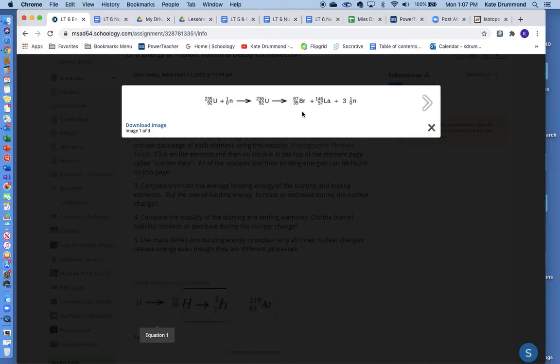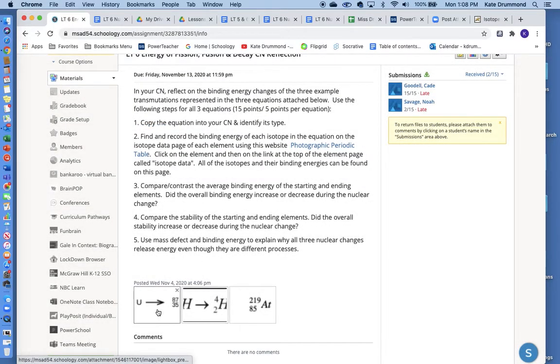In most nuclear reactions, there is an increase in binding energy because the reason that the atoms are undergoing radioactive decay or fission or fusion is to become more stable. And the nucleus is more stable when it has a higher binding energy. So you should expect to see the average binding energy of the daughter atoms to be higher than the binding energy of the parents. And that's it. That's how you compare the binding energy before and after for these three different nuclear changes.